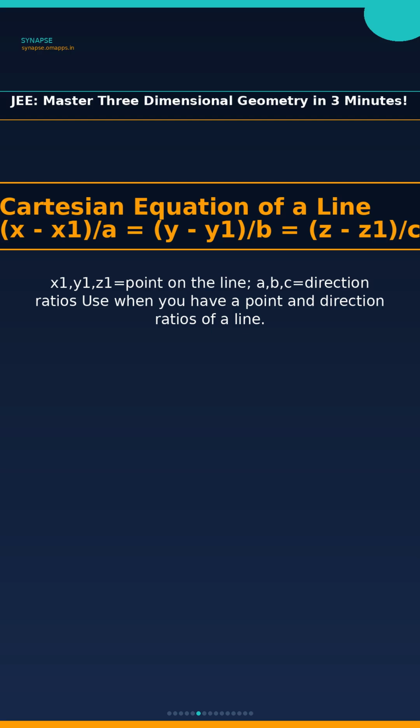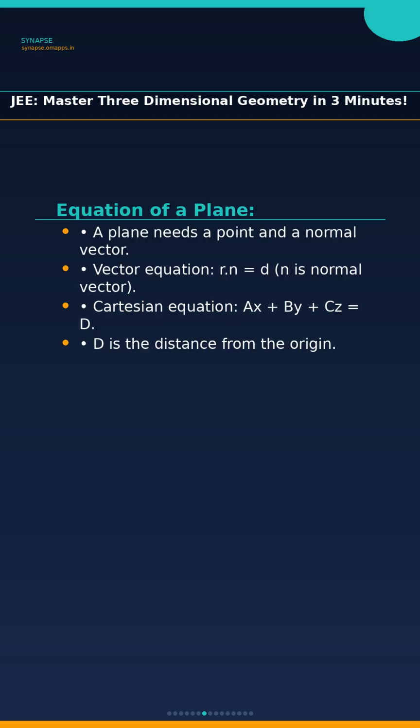(x - x1)/a equals (y - y1)/b equals (z - z1)/c. Here, x1, y1, and z1 are the coordinates of a point on the line, and a, b, and c are the direction ratios. This Cartesian equation is super useful for solving problems quickly. Now, let's move on to the equation of a plane.